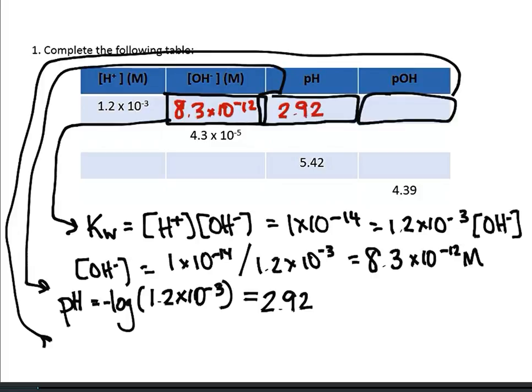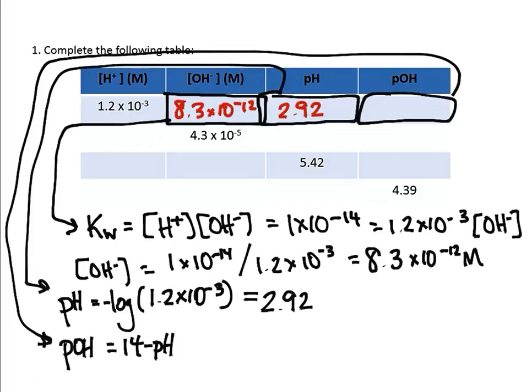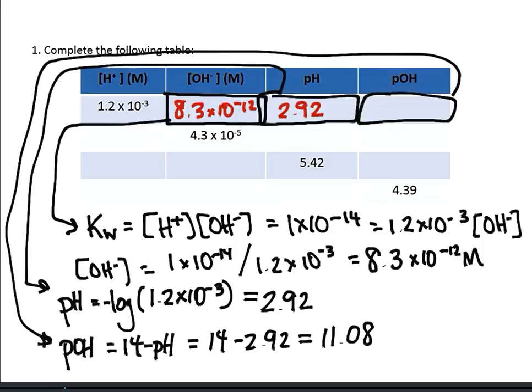Remember that for the significant figures for a logarithm, you keep the same number of digits after the decimal as the total number of sig figs in the number that you're given. So 1.2 times 10 to the minus 3 has 2 sig figs, which means 2.92 has 2 digits after the decimal. pOH is the negative log of the hydroxide ion concentration, or 14 minus the pH, which gives you 14 minus 2.92, which is 11.08.